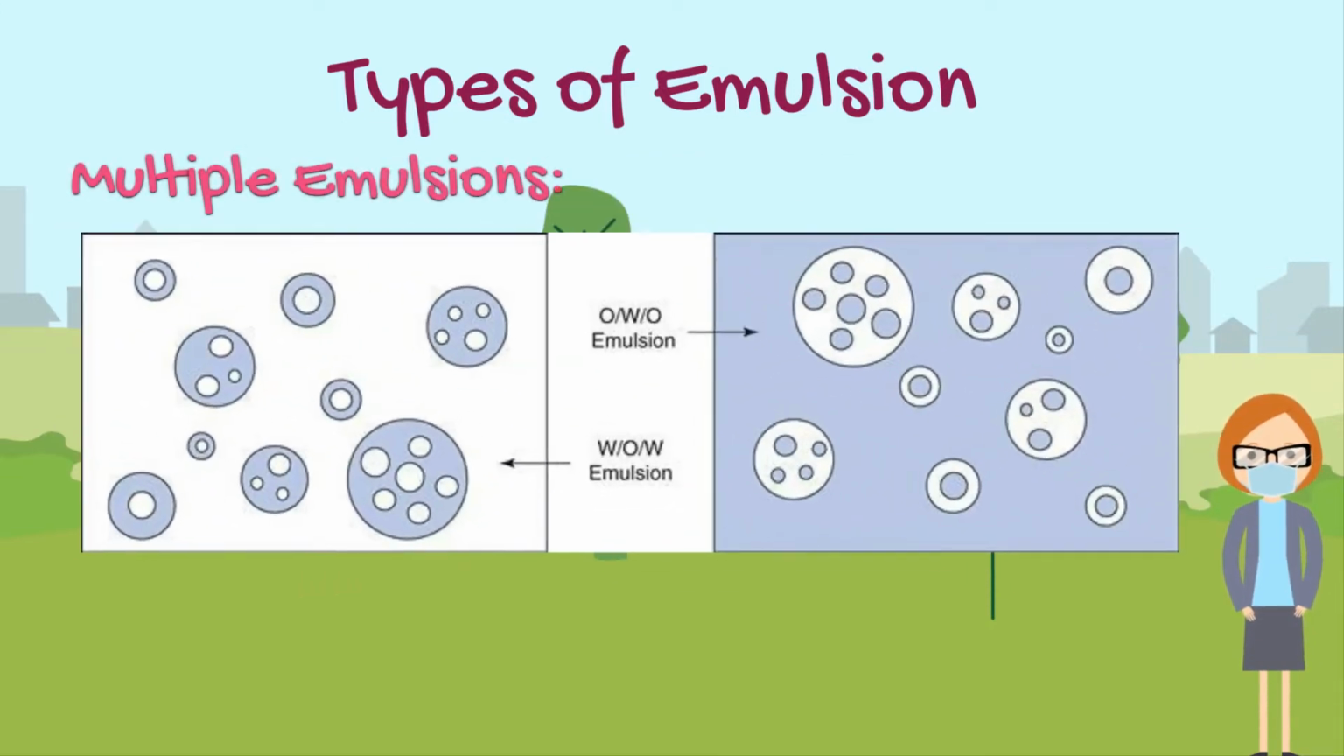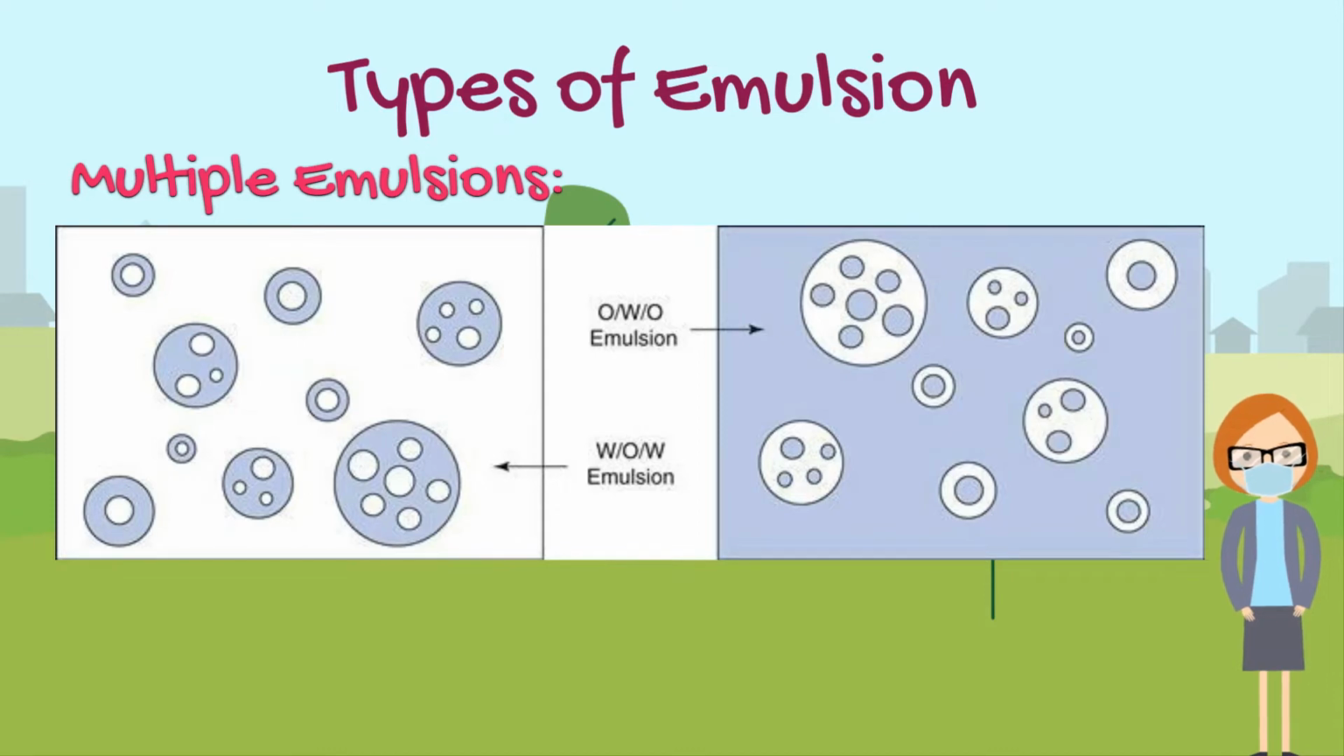It is also possible to form multiple emulsions. For example, many small water droplets can be enclosed within larger oil droplets, which are themselves then dispersed in water. This gives a water and oil and water emulsion. The alternative oil and water and oil emulsion is also possible.